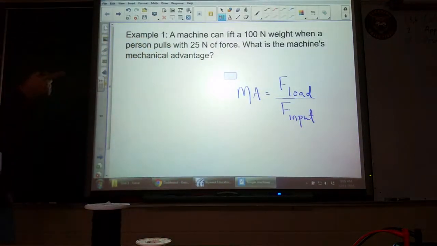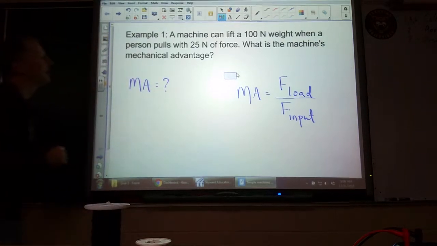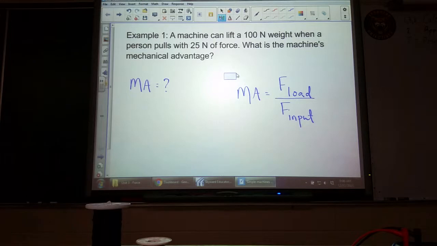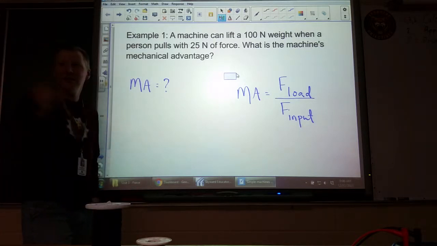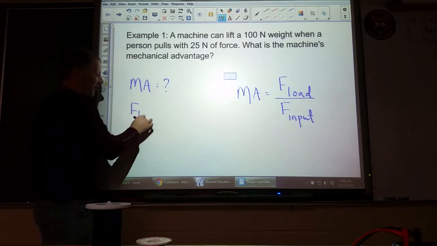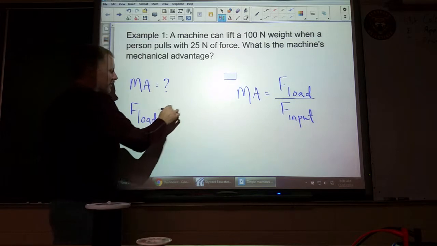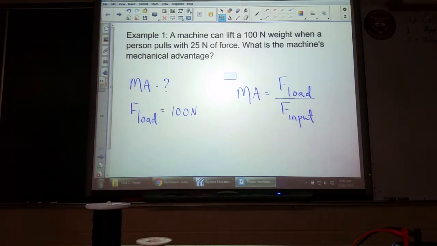Okay, so this says what is the machine's mechanical advantage? Which one of these is F load and which one is F input? 100 newtons is which one? The load. How did you know 100 newtons is the load? Because it says weight behind, and the 25 newtons is force, so I know it's input. What if I hung a weight from something as the input?